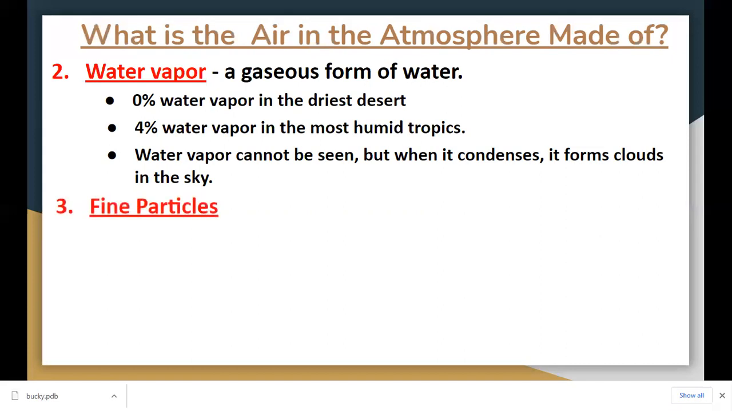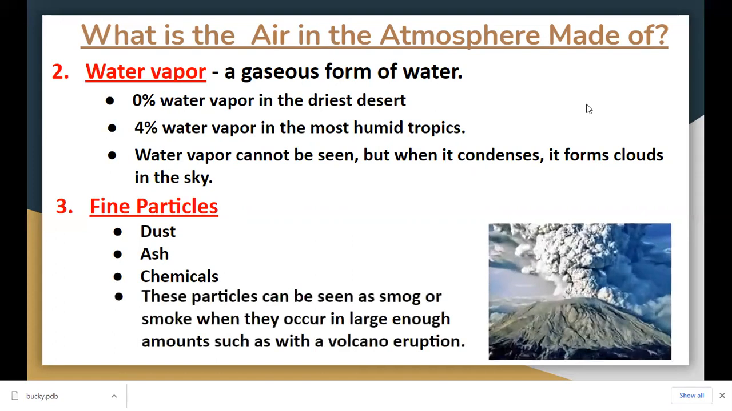And then the third thing in the atmosphere is fine particles. So we have dust. We have ash, mainly from volcanoes that erupt, and we have chemicals that get into the atmosphere. These particles can be seen as smog or smoke when they occur in large enough amounts, such as with an eruption of a volcano. You can also see the dust and the chemicals when you look at smog in big cities. So those are the three things that make up the atmosphere: the gas, the water vapor, and the fine particles.